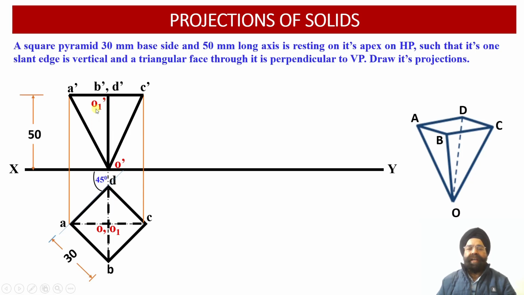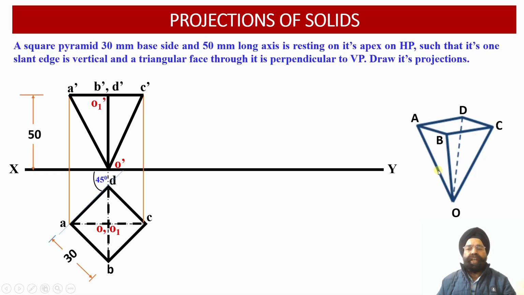So this way we have been able to obtain the front view and top view orthographic projections of an inverted square pyramid in which the top face edge is inclined with respect to the vertical plane at an angle of 45 degrees and the apex of the square pyramid rests on the horizontal plane. Now we have been provided with the information that one of its slant edges, it can be the edge OA or it can be the edge OC. So we have chosen the edge OA over here.